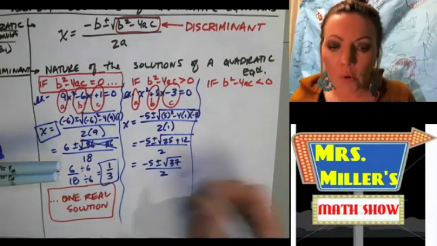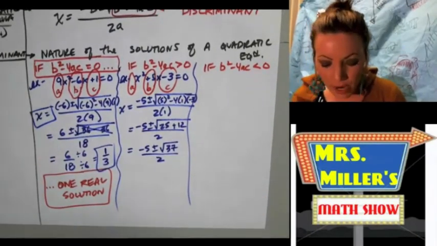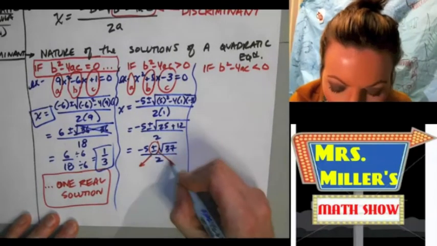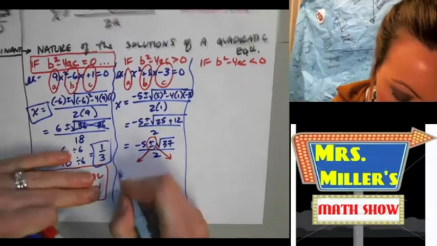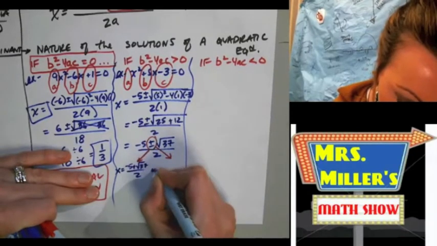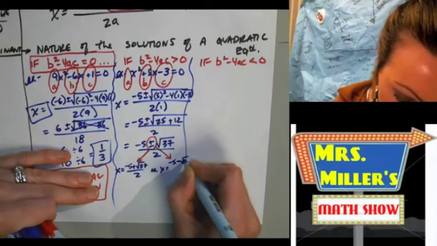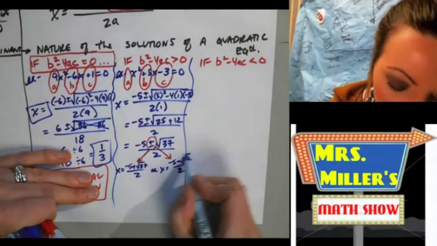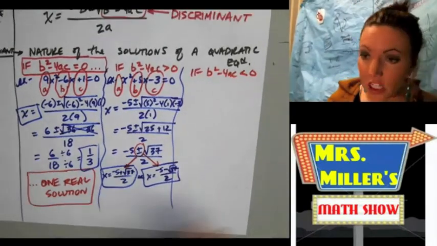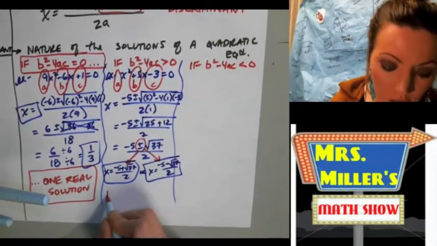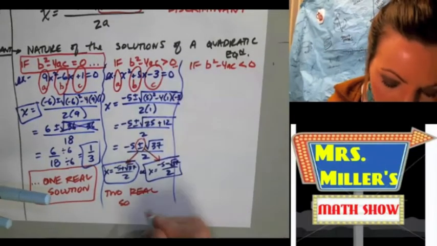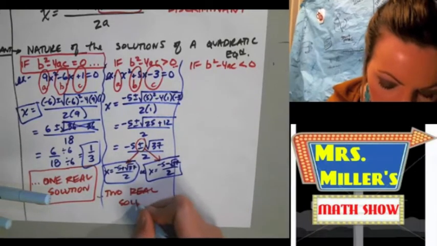Okay, here's what this means. This plus or minus means we actually can separate this. So our answer could be x equals negative 5 plus root 37 over 2, or x equals negative 5 minus root 37 over 2. So how many solutions did we get in this one? 2. And do we have any imaginary numbers in there? No. So we have 2 real solutions. So if b squared minus 4ac is greater than 0, then we have 2 real solutions.